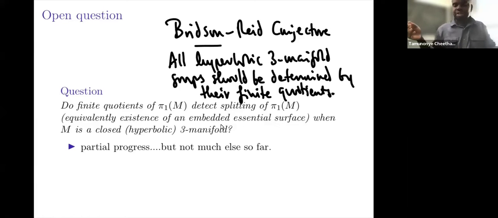And so this conjecture implies that finite quotients, this action on finite sets, should be able to tell apart a Haken three-manifold from a non-Haken three-manifold. But so far, we have not been able to detect splittings of three-manifold groups, equivalently, by what I said earlier, detecting the existence of essential embedded surfaces, except in a few limited cases. So this is still an open question, one that I think about a lot. There's still a lot to be said.